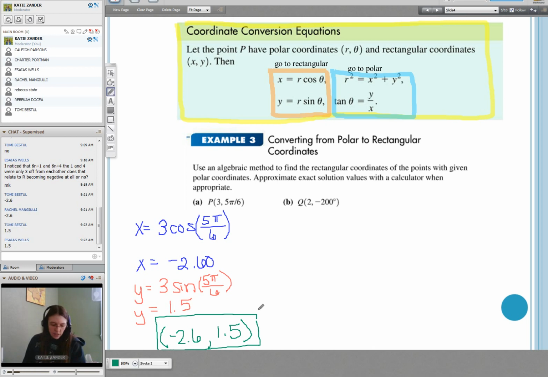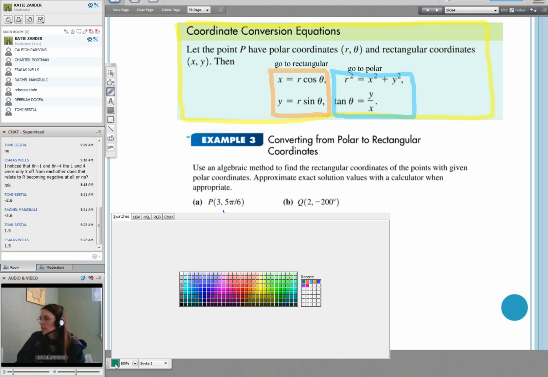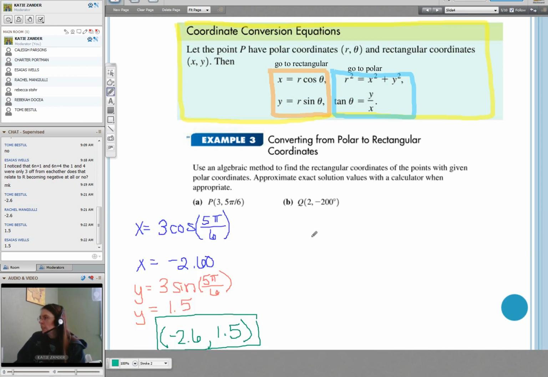All right, let's go ahead and do the same thing with part B. So let's start with the x first. So it'll be 2, and this time we're dealing with degrees. So now you need to switch your mode again because we have to pay attention to the details. So we'll switch the mode to degrees. And then we'll type in our values here. What do we get approximately?